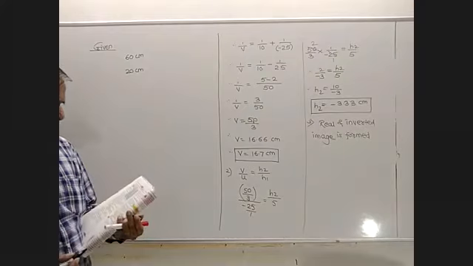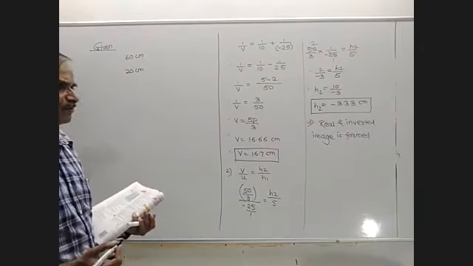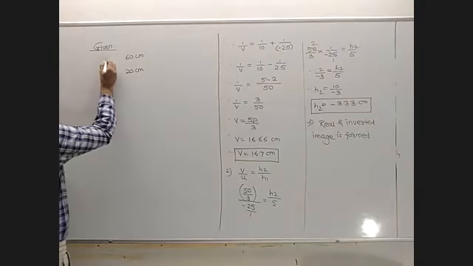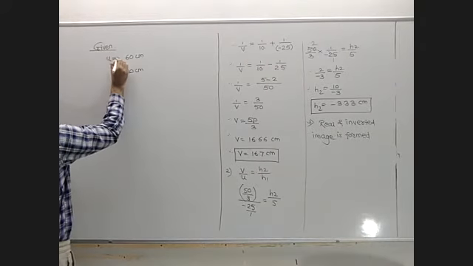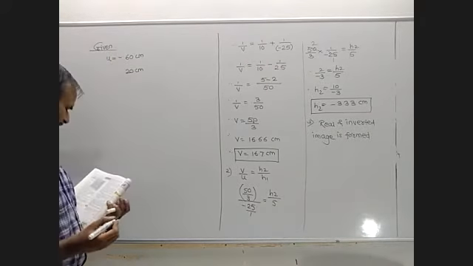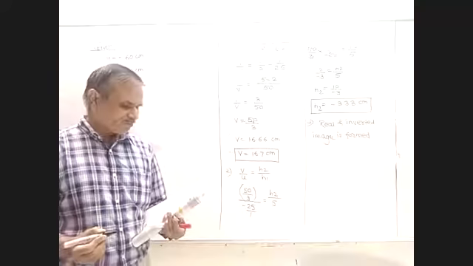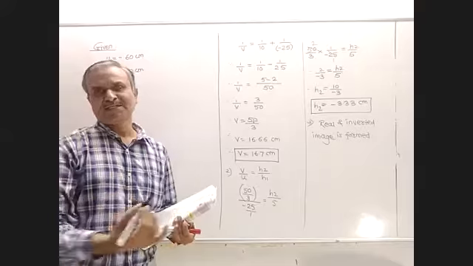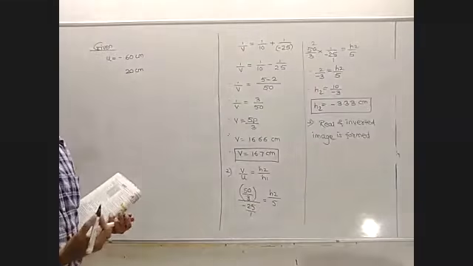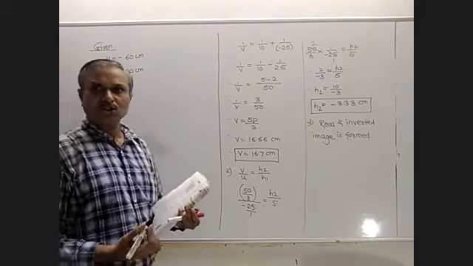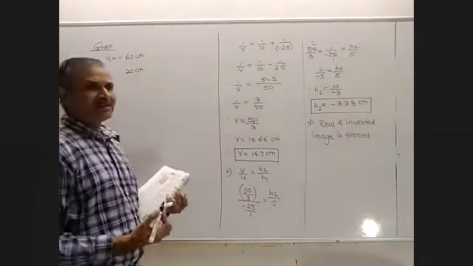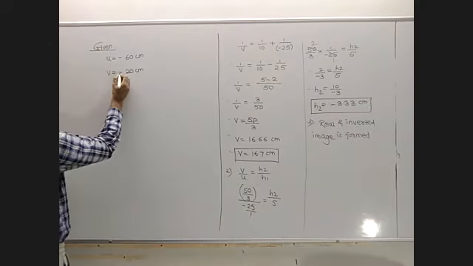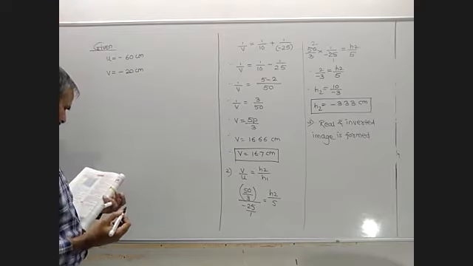Look now. An object kept 60 centimeter from a lens means it is the object distance. You know, object distance is always negative. That is, u is minus 60 centimeter. Gives a virtual image 20 centimeter in front of the lens, means the image is formed in front of the lens. So image distance is also negative because the image is formed to the left of the lens. That is, v is equal to minus 20 centimeter.